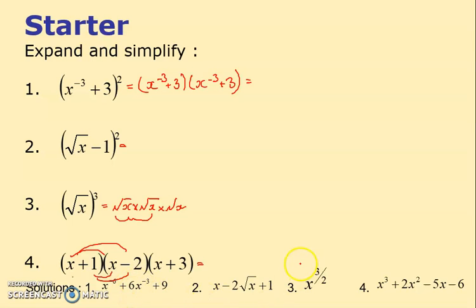By the way, this one I was thinking of, you could write this as x root x. A lot of people write it like that instead, because root x times root x is just x, but you've still got root x left over.